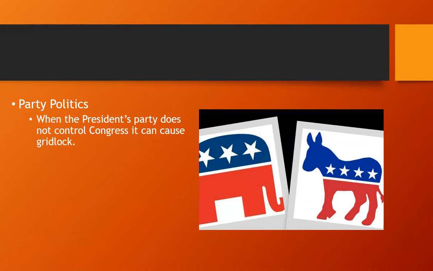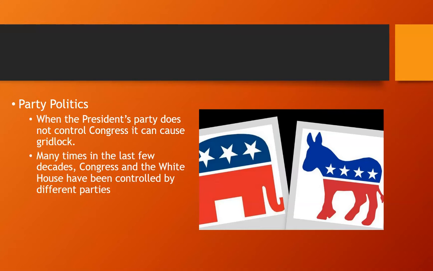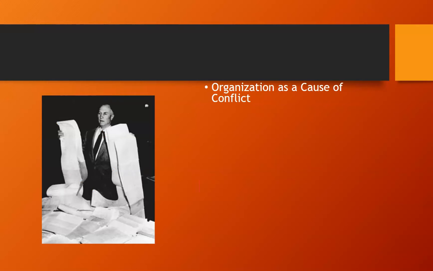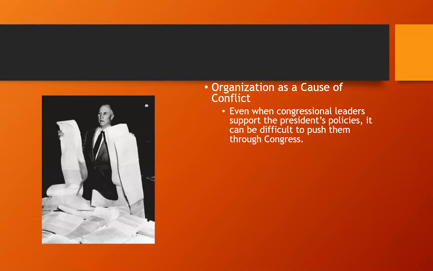Party politics. When the President's party does not control Congress, it can cause gridlock or deadlock, a difficulty in moving forward different pieces of legislation. Many times in the last few decades, Congress and the White House have been controlled by different parties. Organization is a cause of conflict.